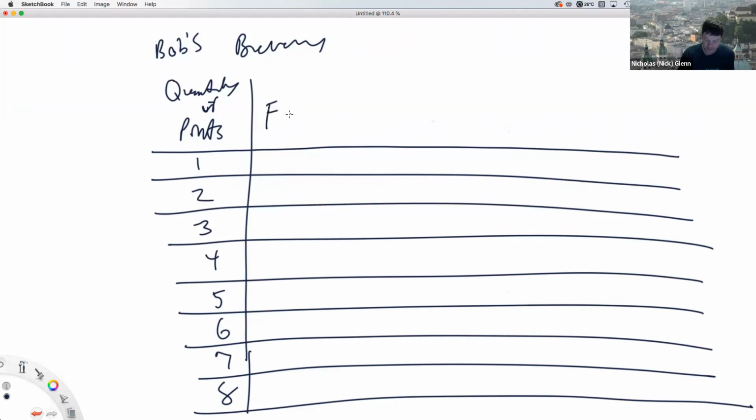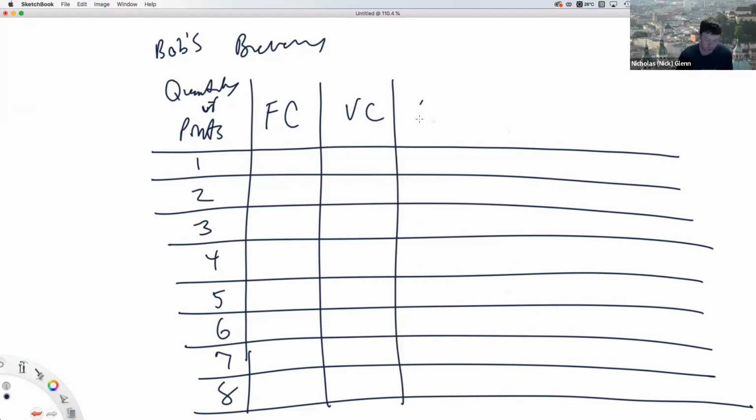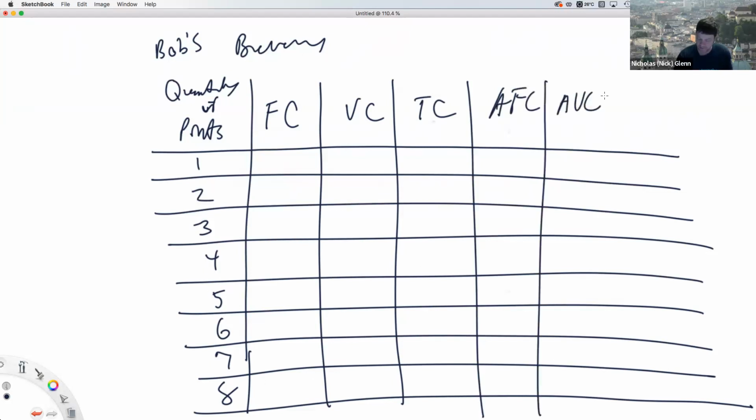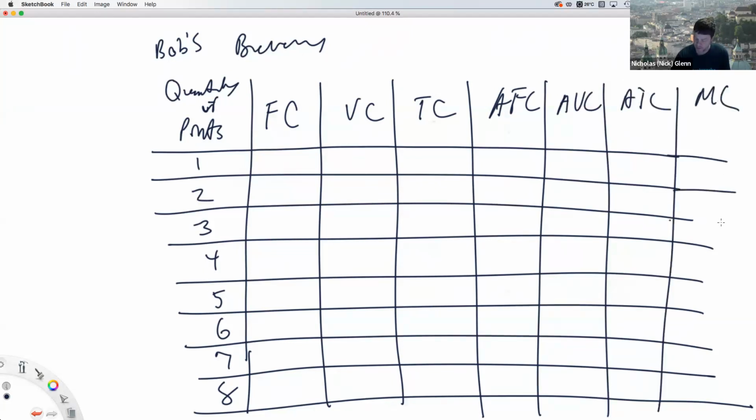And we have our fixed cost. We have our variable cost. We have our total cost. We have our average fixed cost. We have our average variable cost. We have our average total cost. And we have our marginal cost.